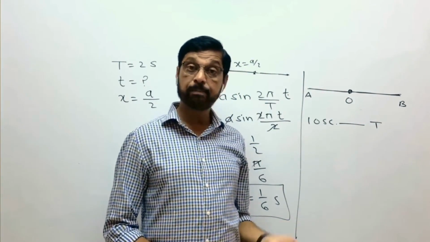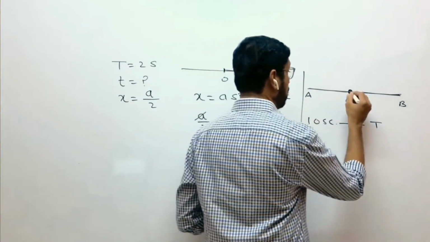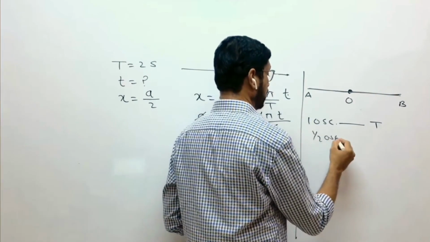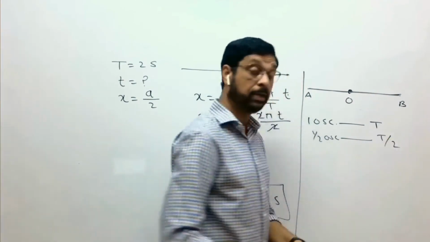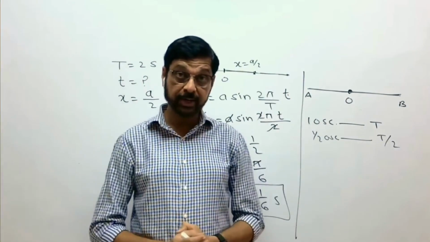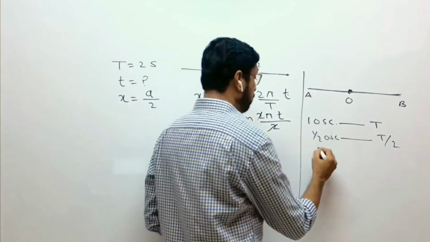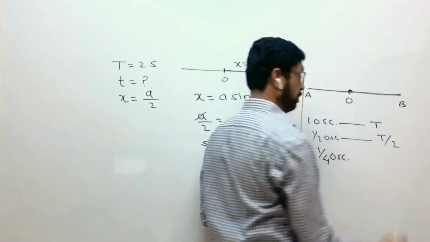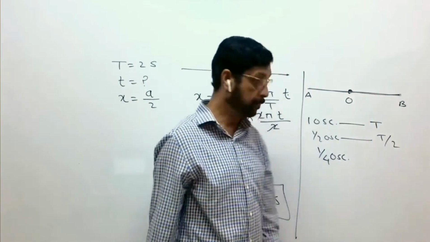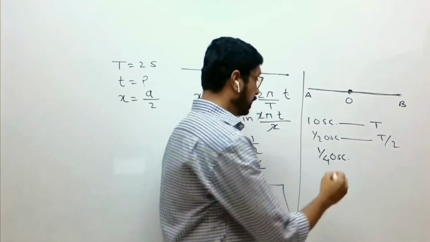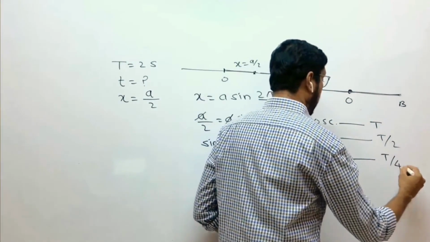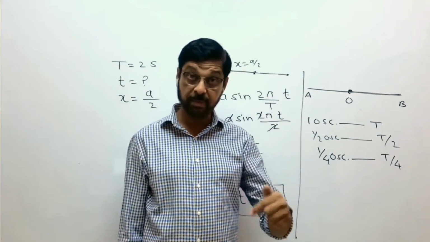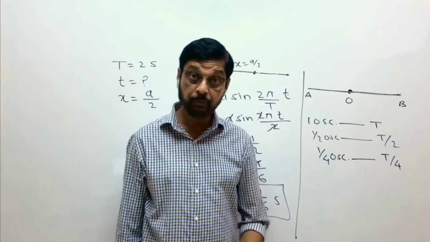Suppose if the particle completes half oscillation, means mean to extreme and extreme to mean, half oscillation, the time taken will be obviously T by 2, half of the periodic time. If the particle completes 1 by 4 oscillations, means from mean to extreme, मतलब mean से निकला और extreme पे गया, the time taken for that is T by 4. For one oscillation, T; for half oscillation, T by 2; for 1/4 oscillations, T by 4.